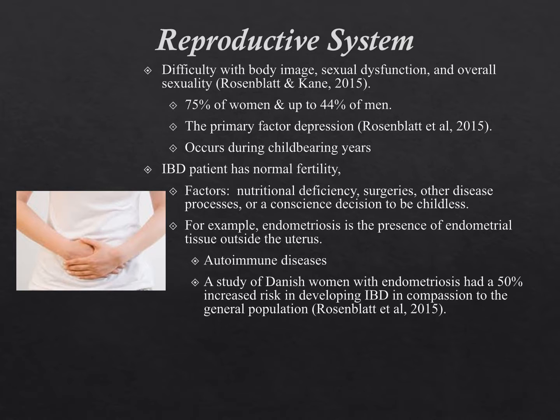There is a subgroup, though, that seem to have issues with fertility, and those are those with nutritional deficiencies, having various surgeries or other disease processes, or a conscious decision just to be childless. And there's one theory out there that talks about an autoimmune connection with diseases. This study was of Danish women with endometriosis who were found to have a 50% increased risk of developing inflammatory bowel disease in comparison to the general public.